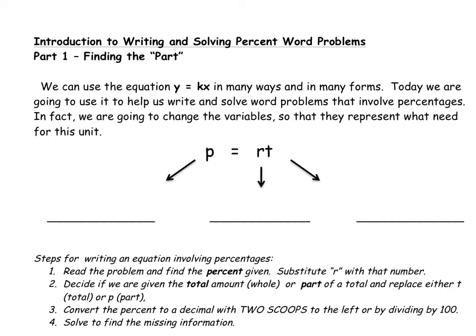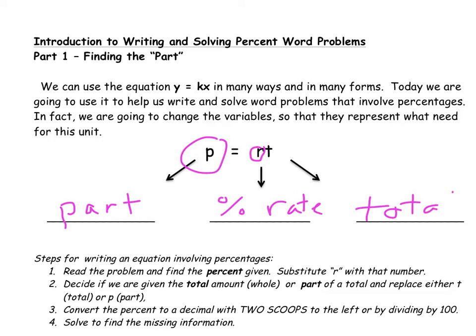So you're going to see this variable P, and that stands for part. So we're looking for a part, and this will become more clear as we read through the problems. The R stands for percentage rate. And so we're going to use the percentage rate, but we're going to convert it to a decimal. And finally, the T stands for total, and sometimes the word whole is used.